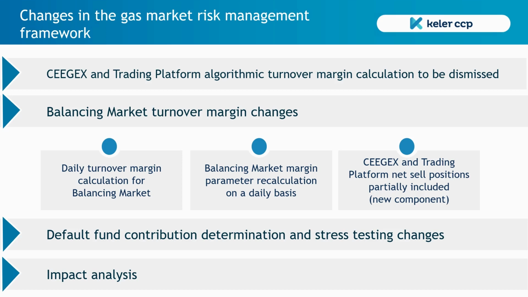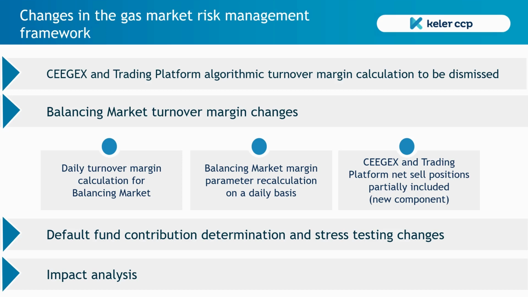The second change is related to the balancing market turnover margin, and there are sub-points to these changes related to the turnover margin parameter, recalculation, and turnover margin calculation frequency, and to implement the CEEGEX and Trading Platform net sell positions to the balancing market turnover margin. The third change is about the default fund contribution determination, and some information will be provided about KELER CCP stress testing policy. And last but not least, a short introduction or overview about the impacts of these measures that were mentioned earlier.